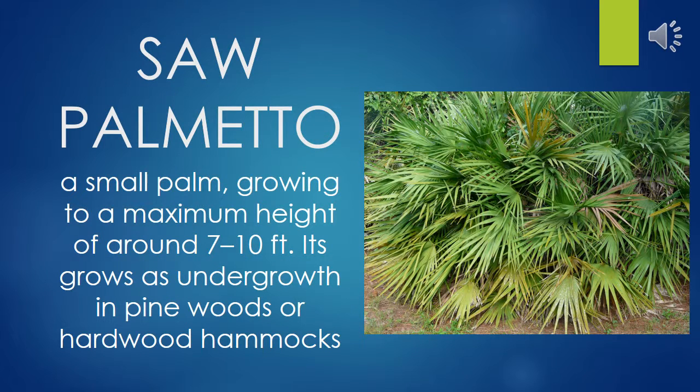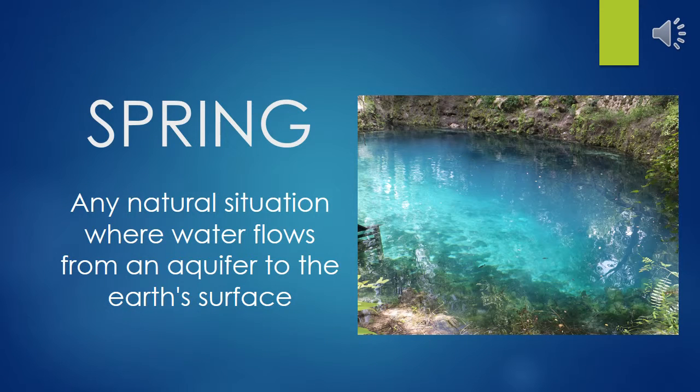Saw palmetto. This is a small palm growing to a maximum height of around 7 to 10 feet. It grows as undergrowth in pine woods or hardwood hammocks. Spring, any natural situation where water flows from an aquifer to the Earth's surface. Here we see Madison Blue Spring in northern Florida on the west bank of the Withlacoochee River.